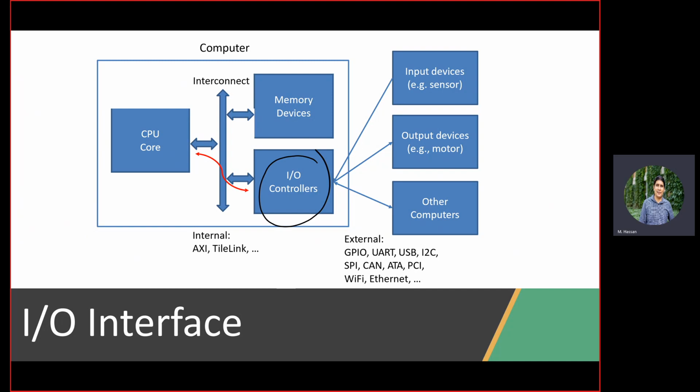Some examples of internal buses: there is the North Bridge from Intel, there is AXI from ARM, which is very common, there is TileLink for RISC-V. And then examples of external buses, these are the ones that you know more, right? There is GPIO, that's Lab 0, there is UART, USB, I2C, SPI, CAN, Ethernet. You can think of all the possible interconnects in an embedded system as an external bus.